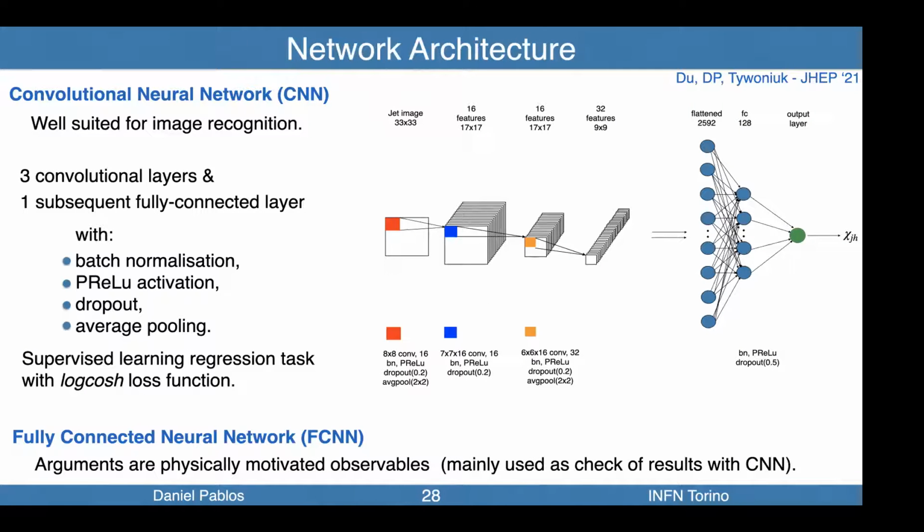For the network architecture, we use a CNN, well suited for image recognition, with a final fully connected layer to output the energy loss, and a number of patches to reduce the possibility of overfitting. We also tried a simple fully connected neural network where the arguments are physically motivated observables, mainly as checks of the results of the CNN for interpretability.